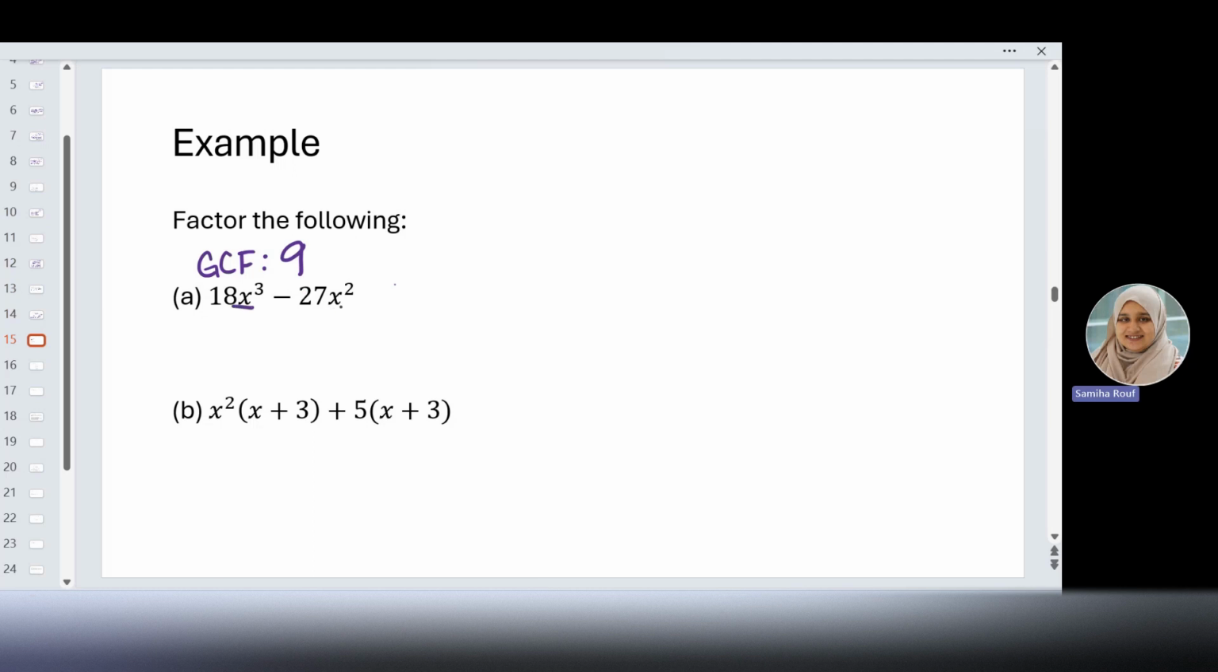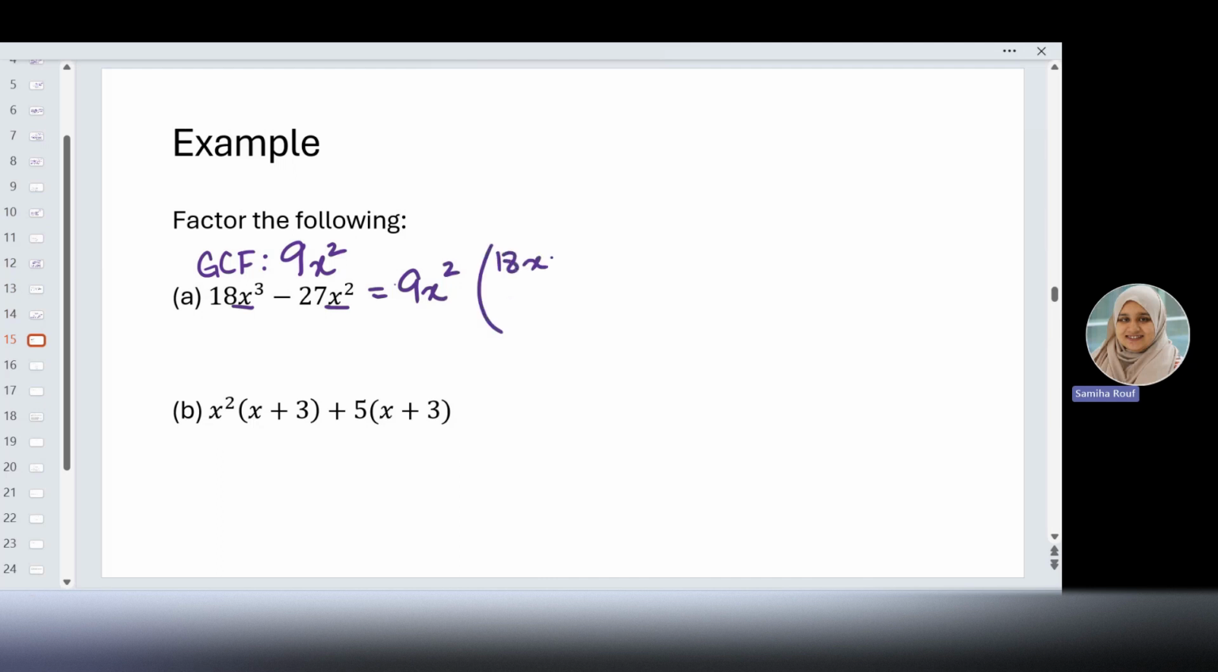Now we have x cubed and x squared. So again, when it comes to the variables, just take the variable with the lowest power. So x squared would be my greatest common factor. So now what am I going to do? Well, this is a factor that I want, 9x squared.